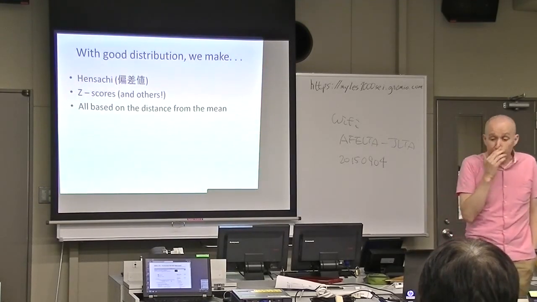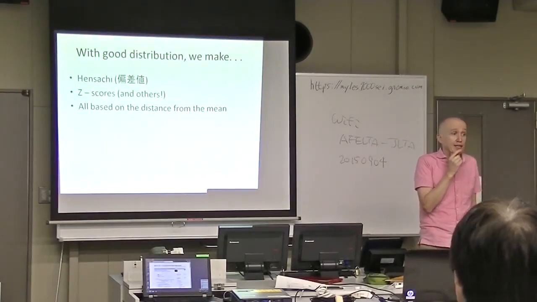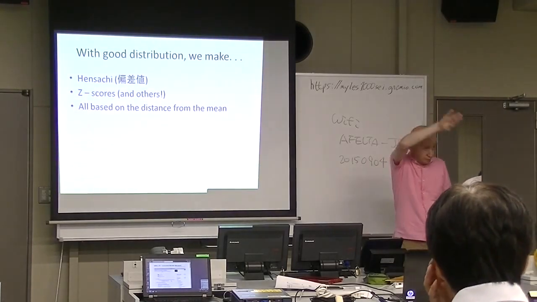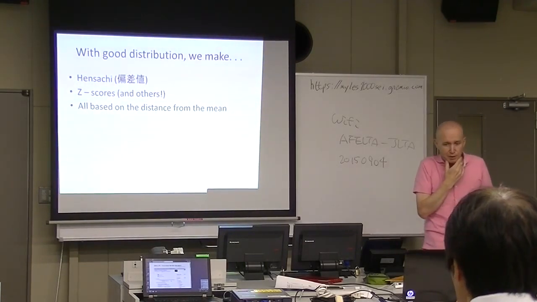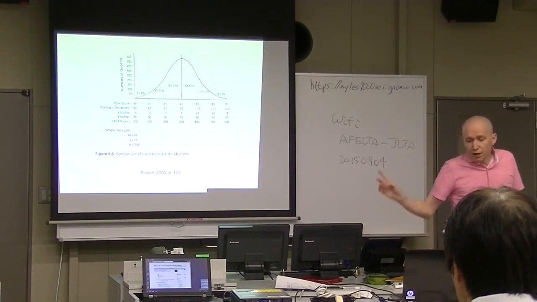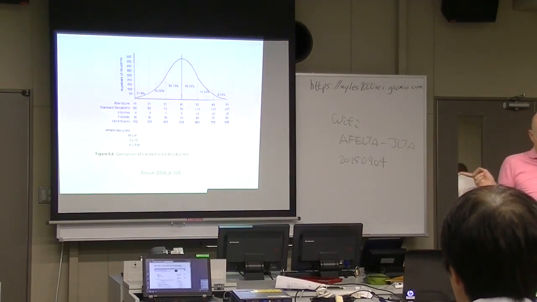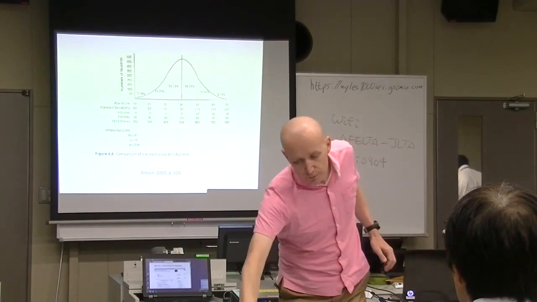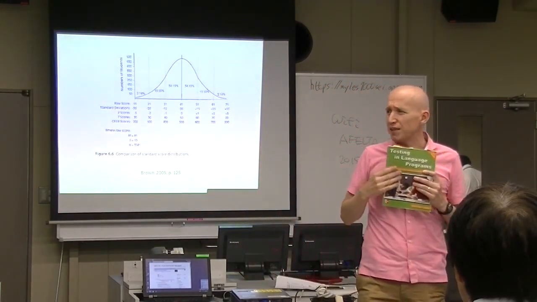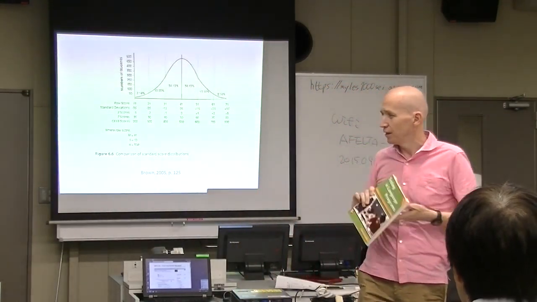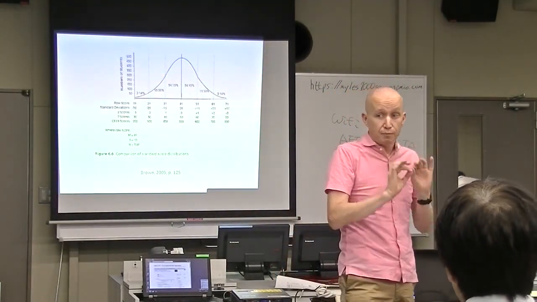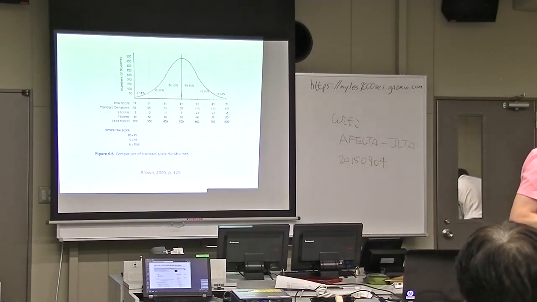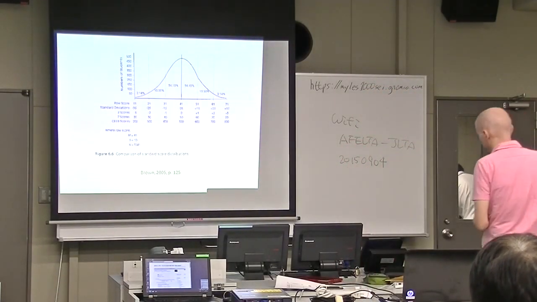With a good distribution, you get Hensachi. That's where your Hensachi scores are coming from, that shape. Z scores, which are kind of similar, and lots of other scores. This is from the Brown book. It's getting a little old now, bless it, a 2005 publication, but it has been immensely helpful. It's got real step-by-step, basic instructions on what to enter in each cell in the formula. Take a look later on.